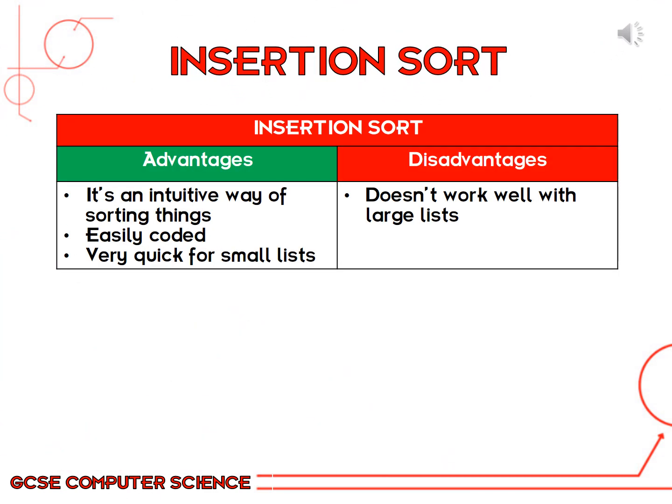So the obvious way of using insertion sort is it's a pretty intuitive way of sorting things. It's essentially what you do when you get a pack of cards and you're playing poker. You get dealt your hand, you've got your 5 cards that you need to sort, and you start from the left and you put them into the right section as you go along. It's intuitive and it's pretty simple. It's very easy to code and it's very, very quick if you've got a small list of data. The disadvantage is it doesn't work very well with large lists of data. It's going to take some time to process all of the data as you go through.